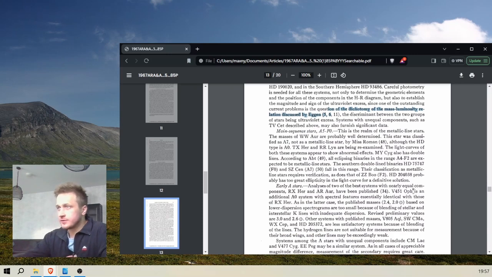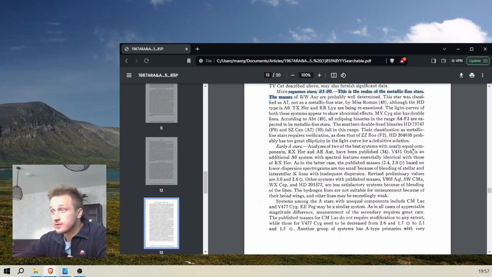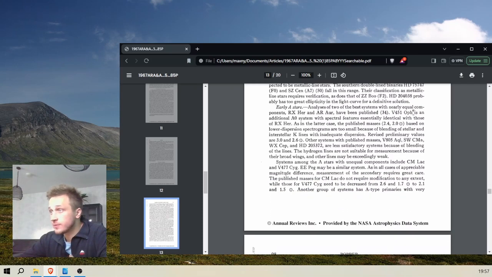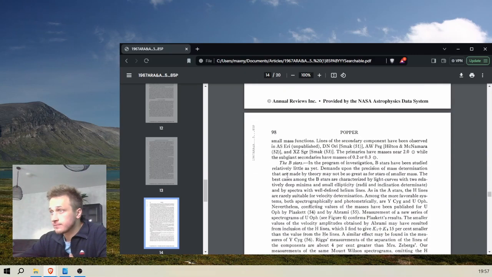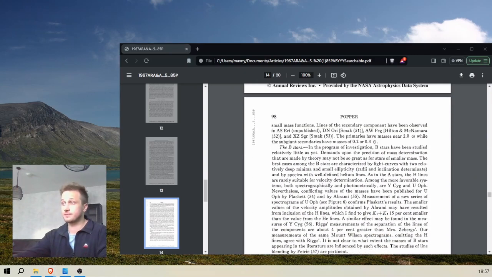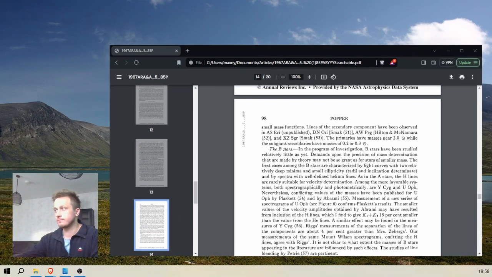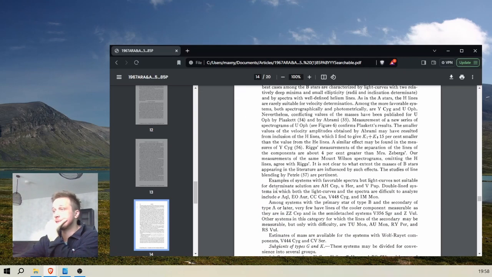Anyways, he goes further now, talking about main sequence stars, early A stars, system among the A stars, B stars, examples of systems with favorable spectral lines but light curves not suitable for a determined solution. Okay, he's talking about that.